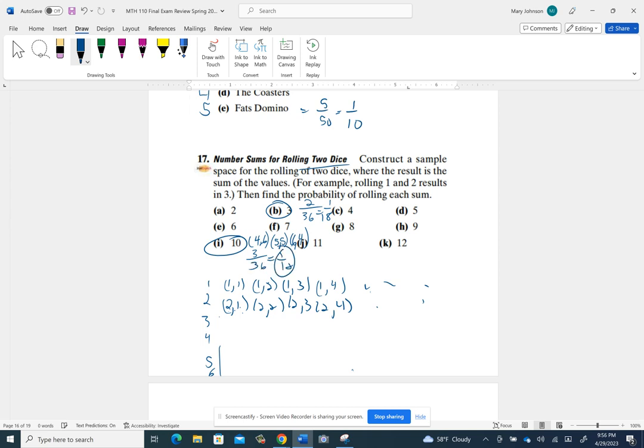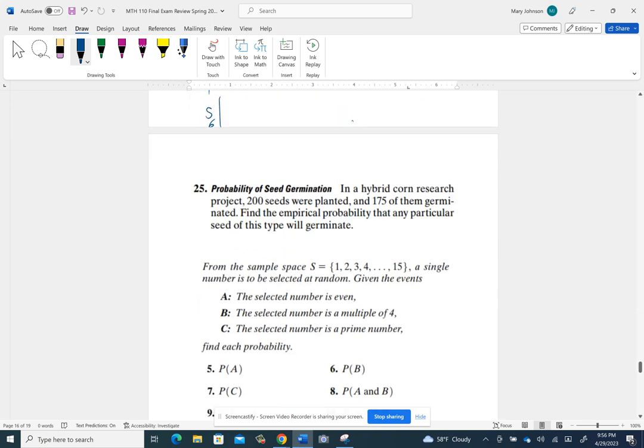1/12. Okay. All right. And then finally, 25 was one where you were doing experimental probability. So 200 seeds were planted, 175 germinated. Then the probability a particular seed of this type will germinate would be 175 out of 200. And if I divided by 25, that would go in there 7 times, and that would go in there 8 times. So that would be the probability.